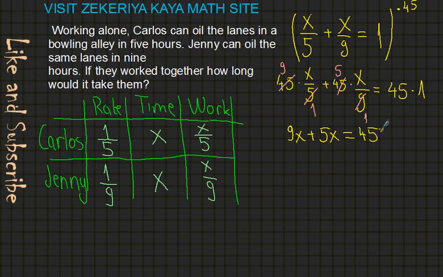Now let's continue. 9x plus 5x is 14x, which is equal to 45. So x is equal to 45/14.